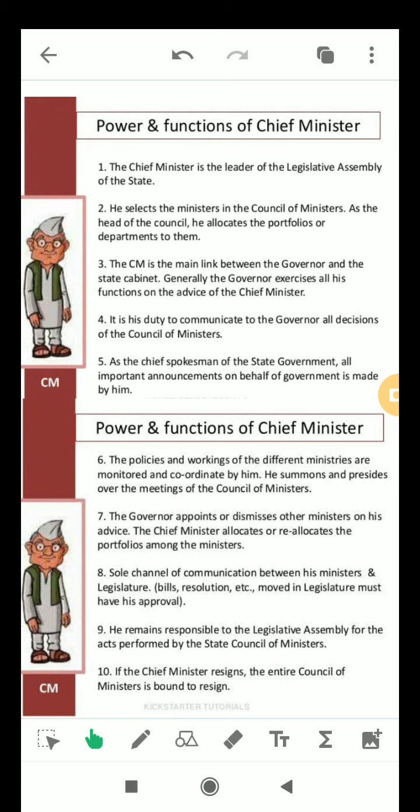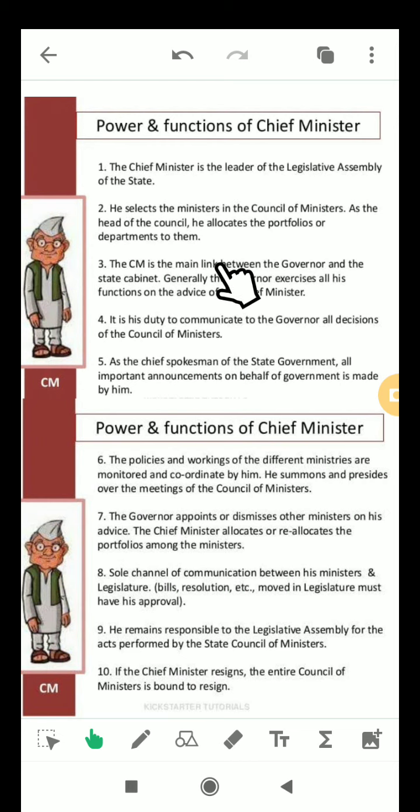Now let us discuss the power and functions of the chief minister. The chief minister is the head of the council of ministers and he enjoys some special positions. The chief minister is the leader of the legislative assembly of the state. He or she is the leader of the party in majority in the Legislative Assembly. He selects the ministers in the Council of Ministers. As the head of the council, he allocates the portfolios or departments to them.